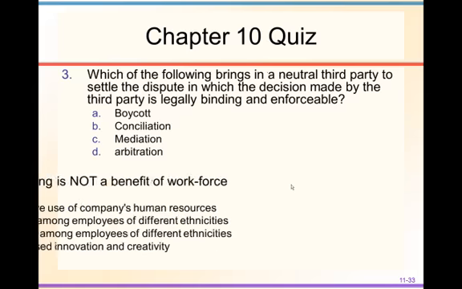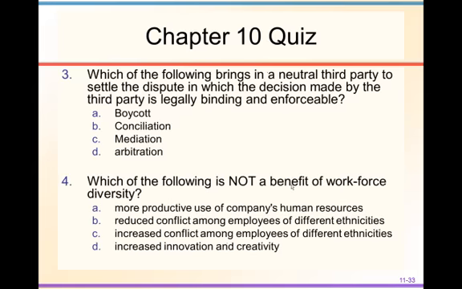And question number 3 and number 4. Which of the following brings in a neutral third party to settle the dispute in which a decision made by the third party is legally binding and enforceable? A, boycott. B, conciliation. C, mediation. D, arbitration. What is your answer? Number 4. Which of the following is not a benefit of workforce diversity? A, more productive use of companies' human resources. B, reduced conflict among employees of different ethnicities. C, increased conflict among employees of different ethnicities. And D, increased innovation and creativity. So what is your answer? And this concludes Chapter 10.